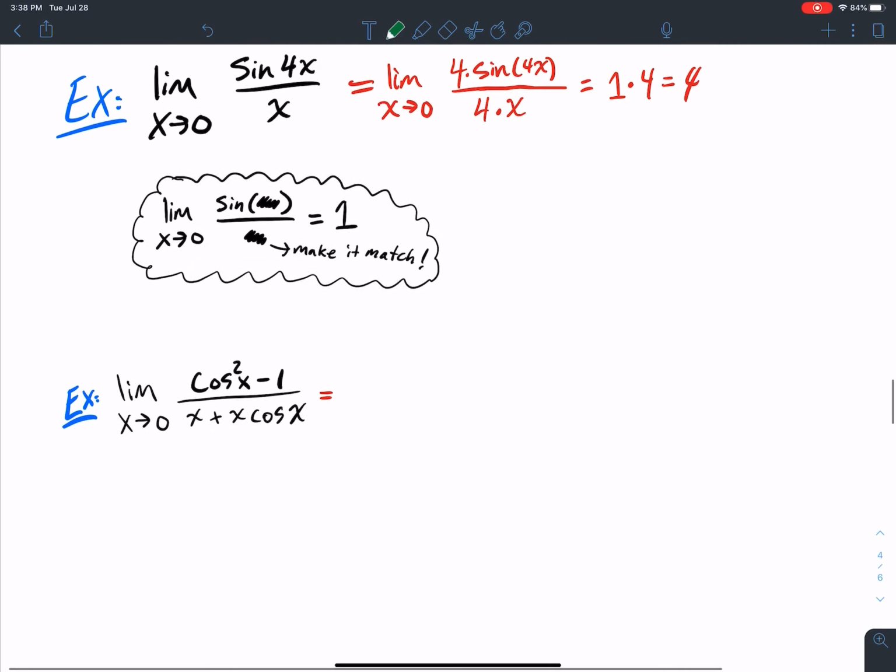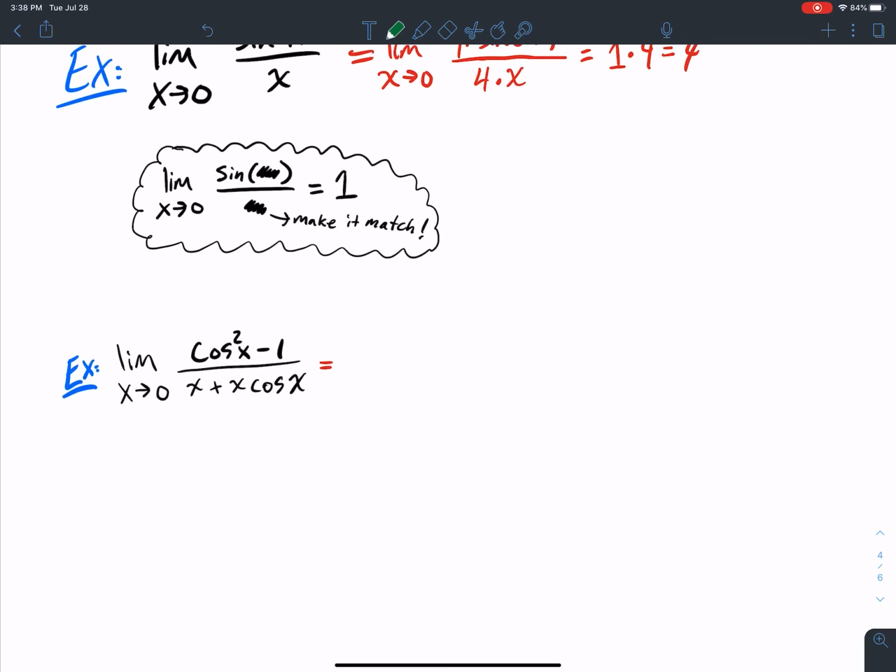Okay? What about this one here? Limit as x goes to 0 of cosine squared x minus 1 over x plus x cosine x. Well, in the denominator, I see that I can factor it. I can pull an x out of both of those. In the numerator, it looks like a difference of squares. You can think of it like an x squared minus 1, which factors to x minus 1 times x plus 1, where x is cosine. And so the numerator factors to cosine x minus 1 times cosine x plus 1.